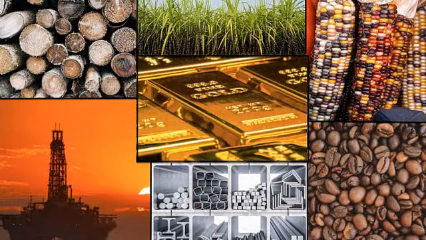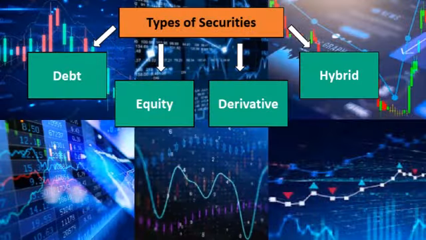In addition to the exchange of commodities and shares in companies, there is now a broad range of other financial instruments which can be traded. These are collectively called securities. There are four main types of securities: debt, equity, derivative, and hybrid. As retail traders, we are only concerned with equity and derivative securities.